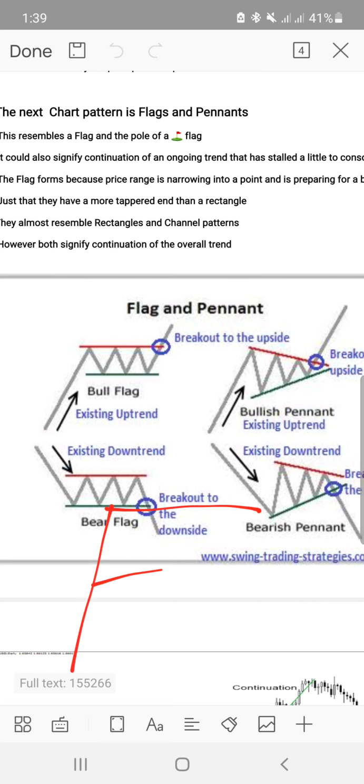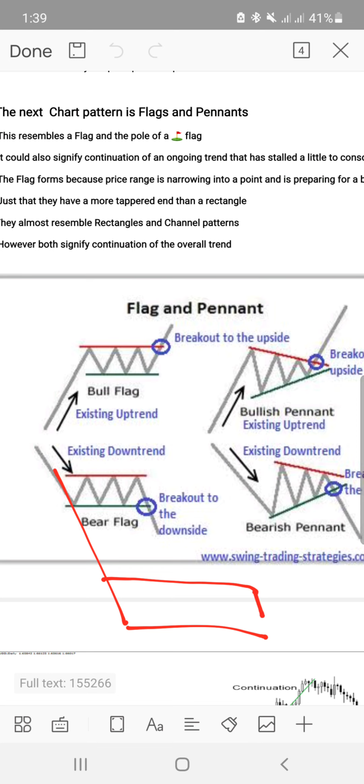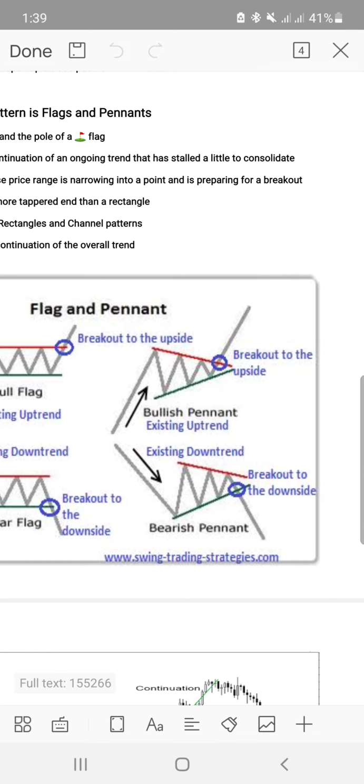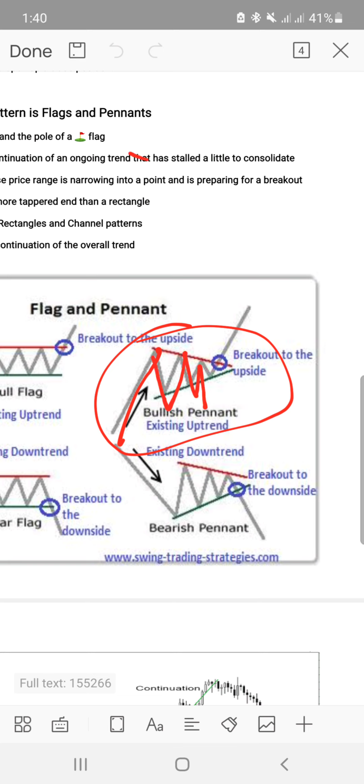Price goes up. It looks very similar to channels and rectangles for this flag. Price goes up, ranges, and continues going up. Or for a bearish market, price goes down, ranges in this narrow channel for some time, and continues going down. Then pennants, this is for bullish pennants. Price goes up, then ranges like this, converging into this narrow range.